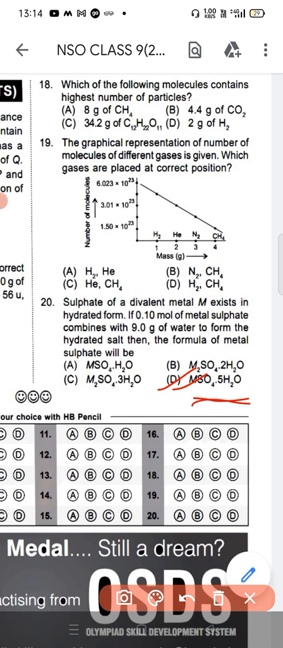From atoms and molecules these kinds of questions may come in Olympiad examinations. So I think all of you can understand. So I am closing this video. In our next video we will start the structure of the atom. From this chapter we will practice some MCQ question answers. Thank you.